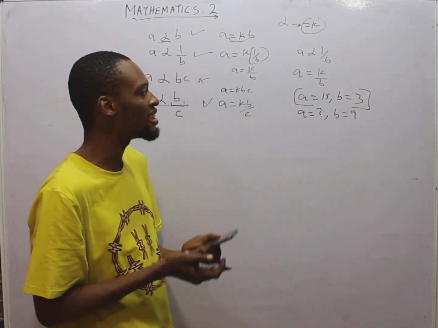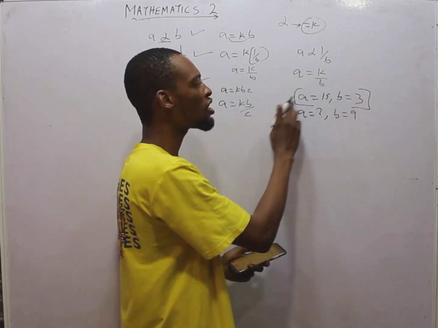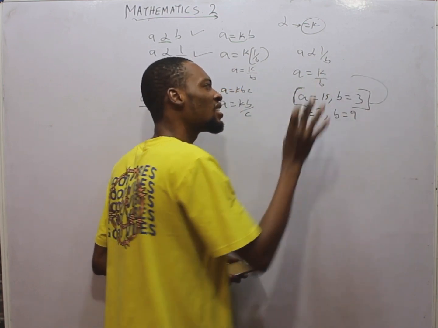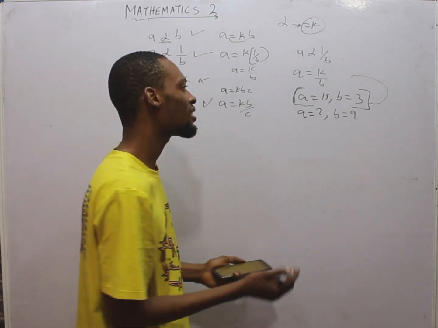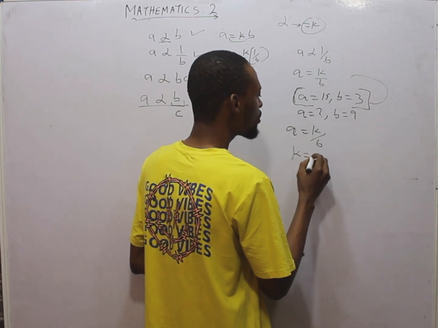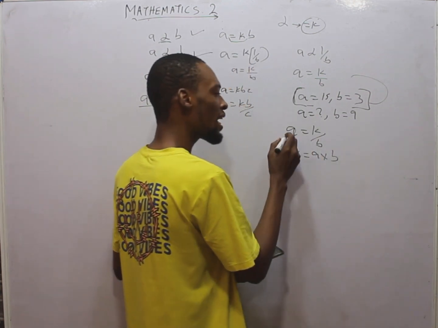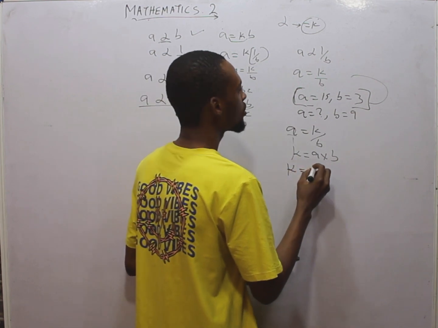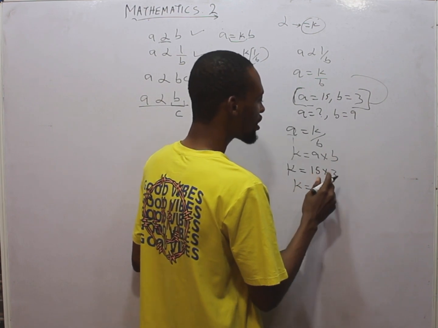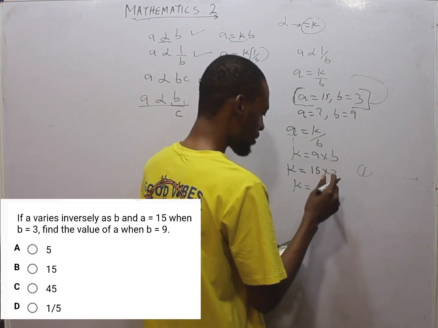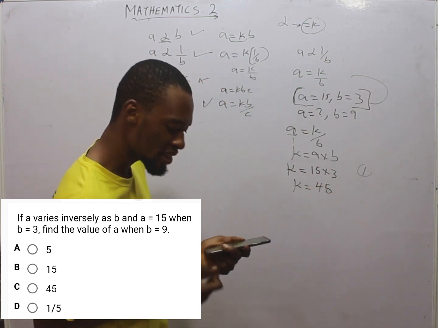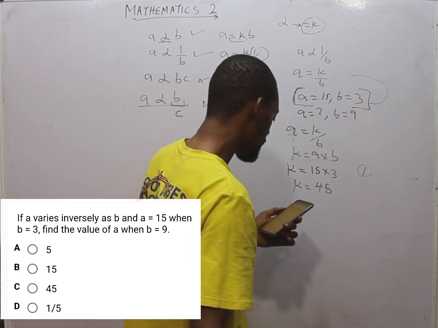The first thing we do in this case is to find the constant, because from this first, data are given to us. We have A, we have B. Let's look for constant because constant doesn't change. In that case, A is equals K over B. K is simply equals A times B. Cross multiplying, K is simply equals 15 times 3. 3 times 5, 15. Put down 5, carry 1. 3 times 1, 3 plus 1, 4. So can we say that K is equals 45? Yes, K is equal to 45.